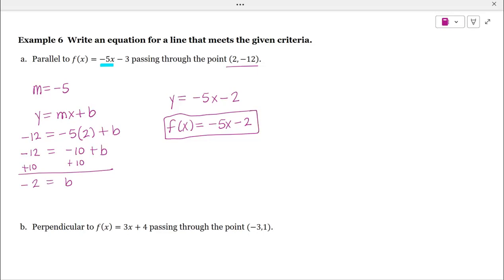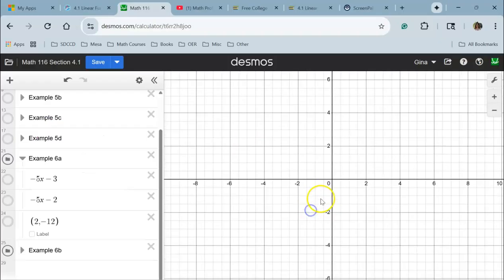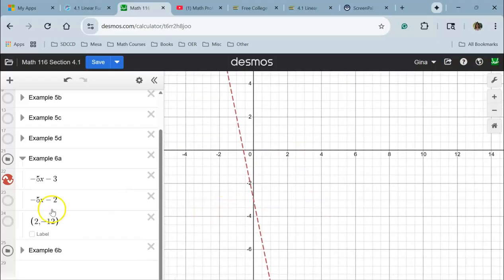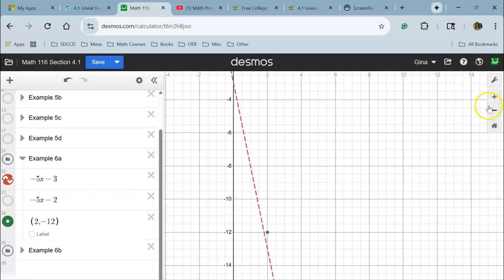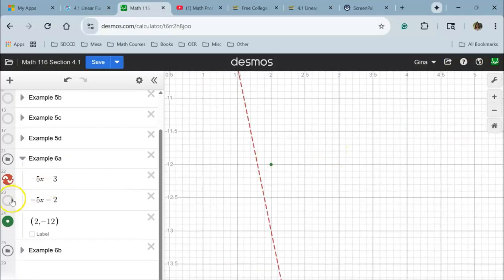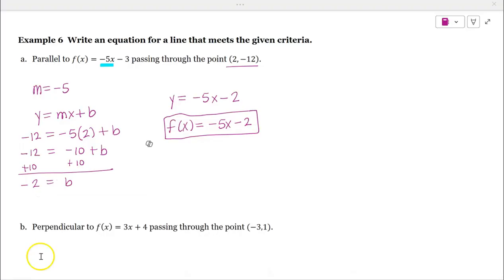Let's go to Desmos to check and see if that matches the criteria that we were looking for. The original line that we were given was negative 5x minus 3, and we wanted our new line to go through this point 2, negative 12, which is down here. And the equation that we came up with is negative 5x minus 2. And we can see that the new line that we created is parallel to the one we started with, and it's passing through the point that we were given.